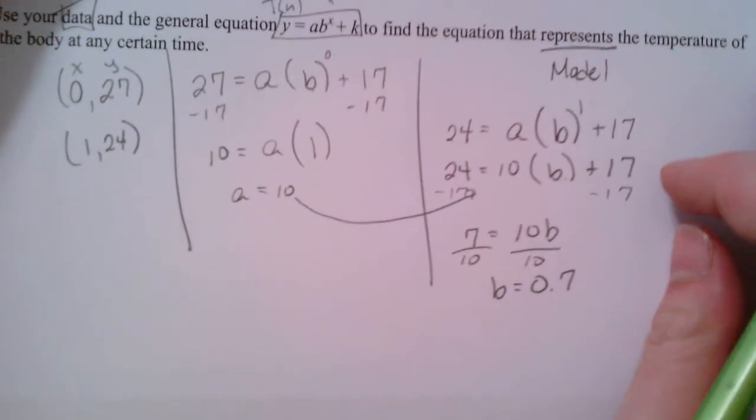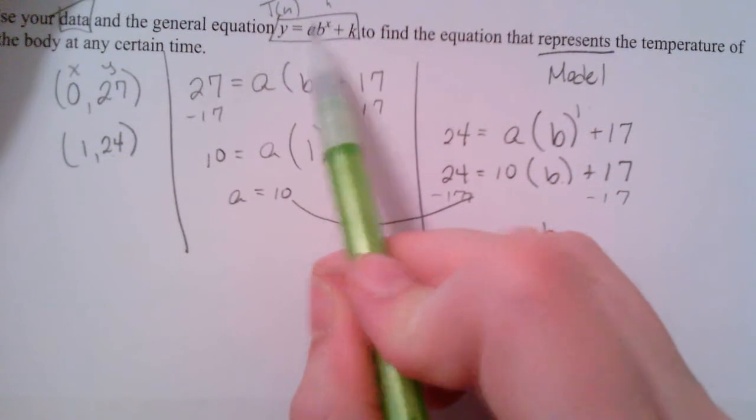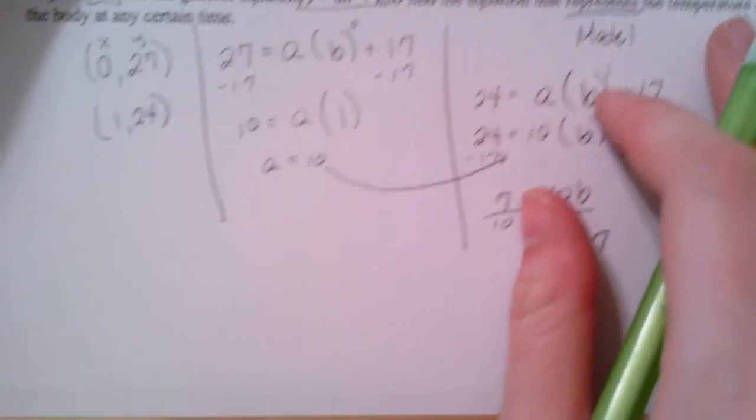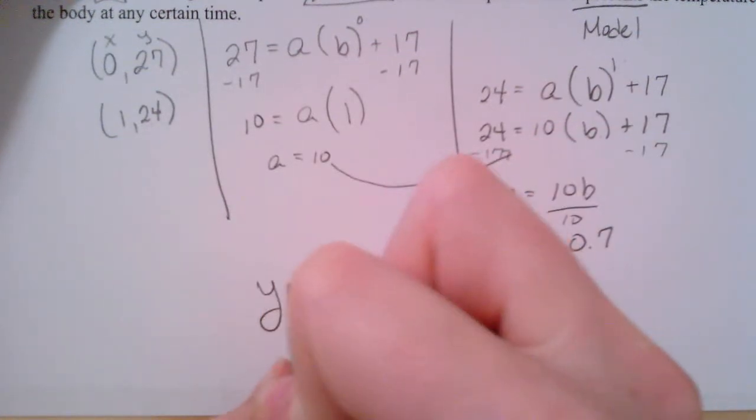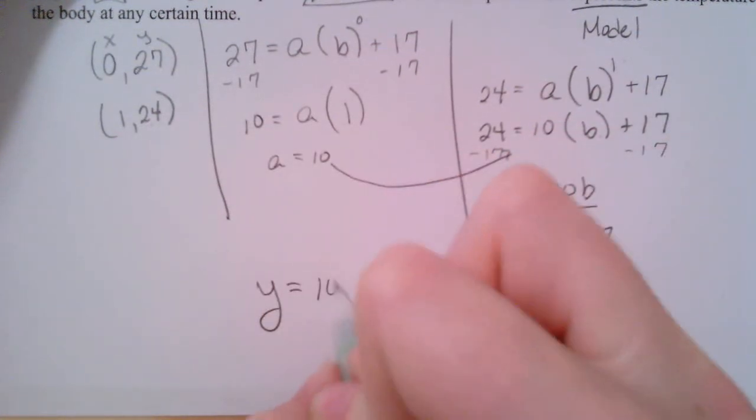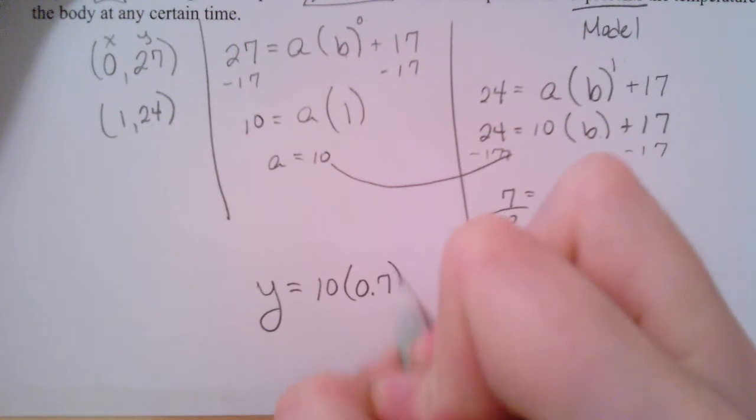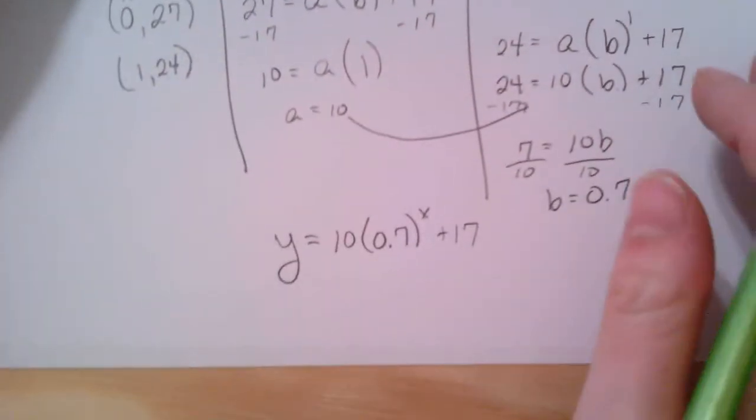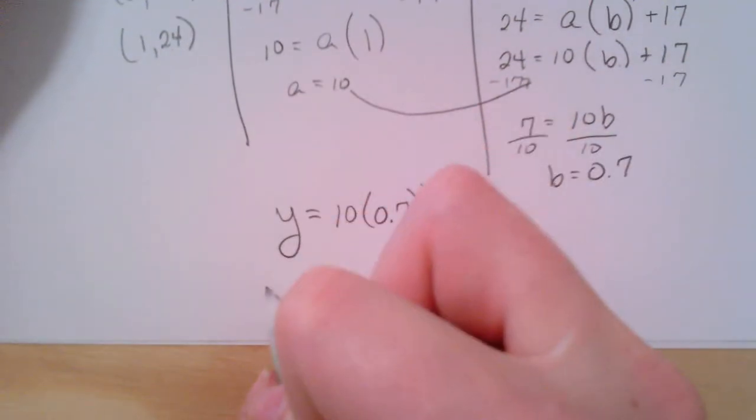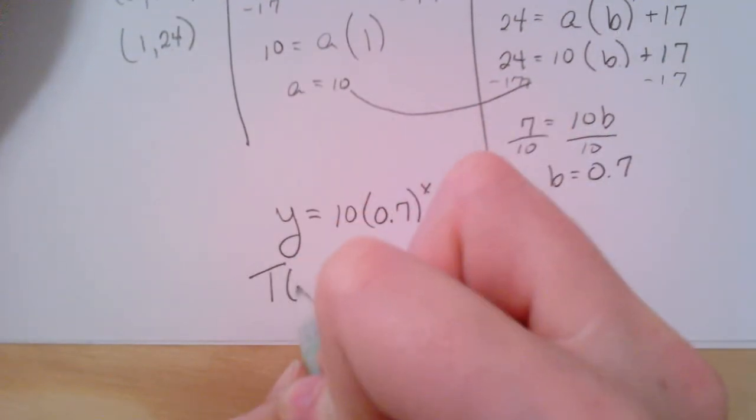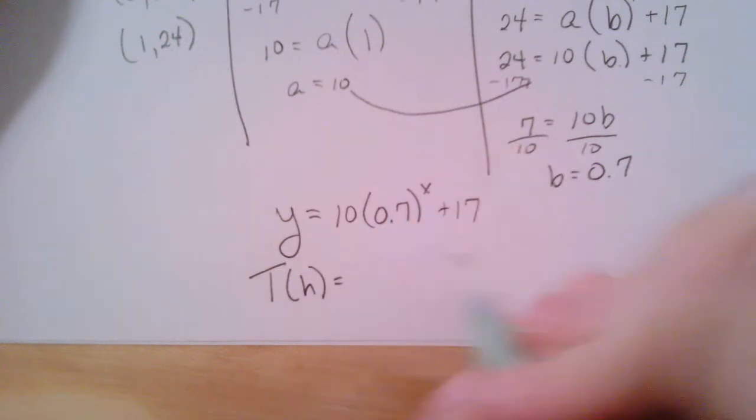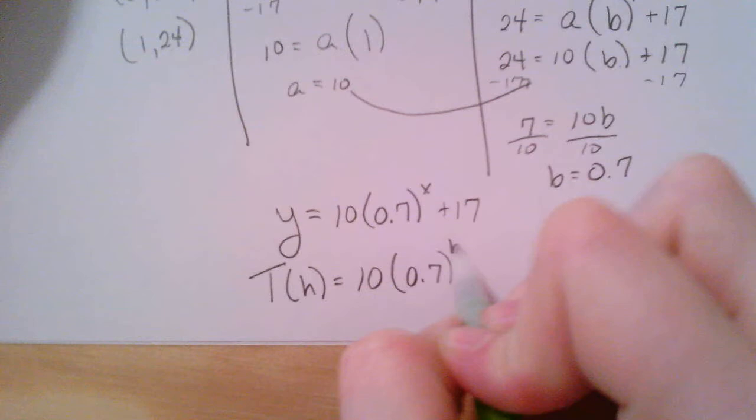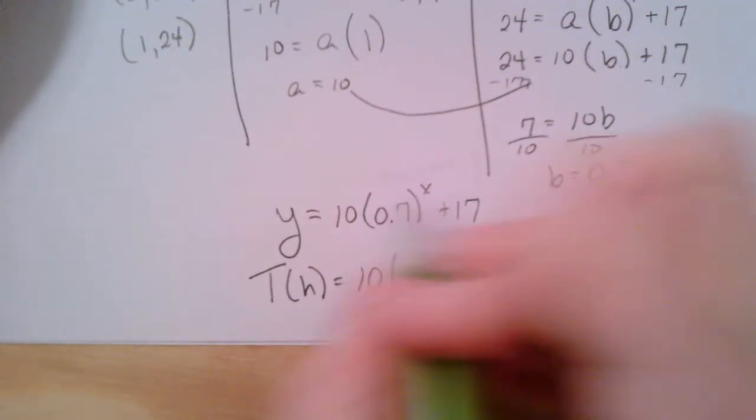Okay, so I essentially have my a value, which is 10, b is 0.7, k is 17. I can now write the equation for this problem. So y is equal to 10 times 0.7 to the x plus 17. And if we wanted to use function notation, because I kept bringing it up, it might look something like T of h, where h is hours after death, is equal to 10 times 0.7 to the h plus 17.